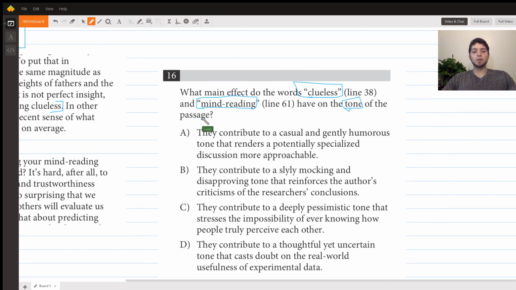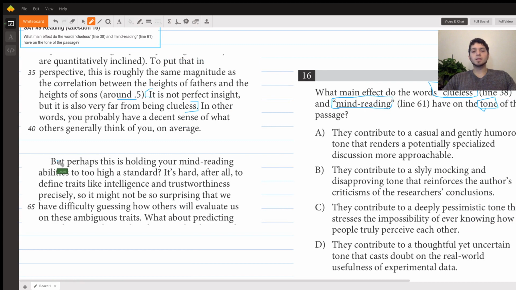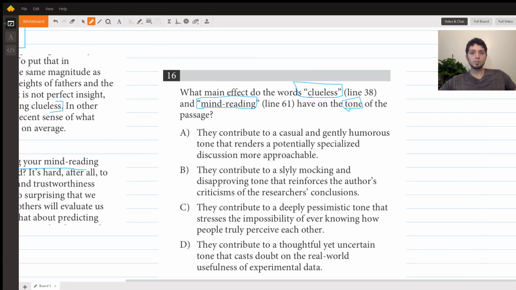And then we look at "mind reading" here in 61. This says, "perhaps this is holding your mind reading abilities to too high a standard." And we're taking a turn in the argument. This is after they talked about the fact that it's hard for us to understand how individuals perceive us. And then it's saying, maybe we're just being too hard on ourselves. We're holding our mind reading abilities to too high a standard. Obviously, we're not talking about real mind reading abilities, but we're using this as a metaphor for understanding how people think about us. So at this point, I'm going to go through the answer choices, but I'm still going to be looking for something that's a little bit more informal.